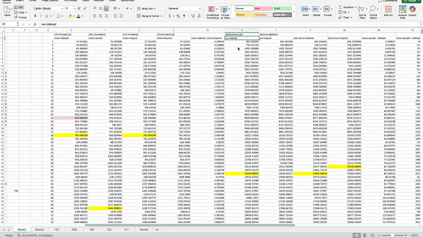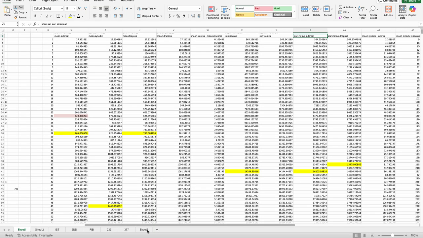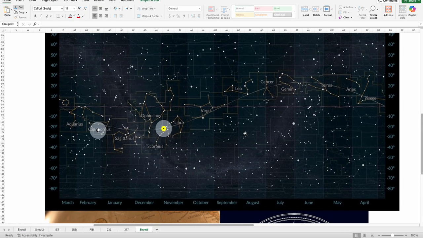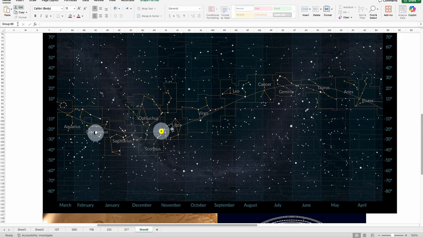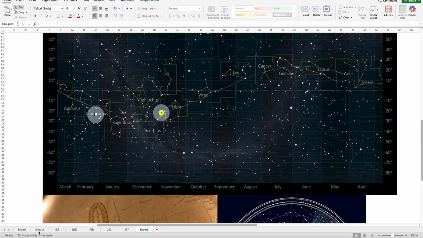The sun sidereal, so the time for the sun to get to the same point of the background stars, 365.256363. The tropical right here. Now the stars were, again, I had thought that the sun was quicker than the stars based on the way that this gets presented, because this gets kind of confusing, I think. But yeah, the stars would be faster.